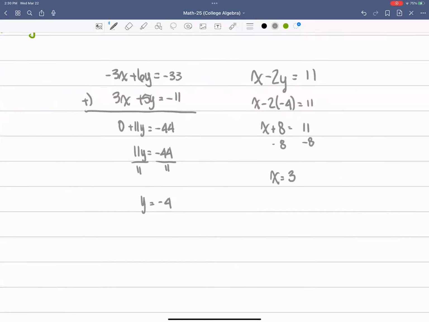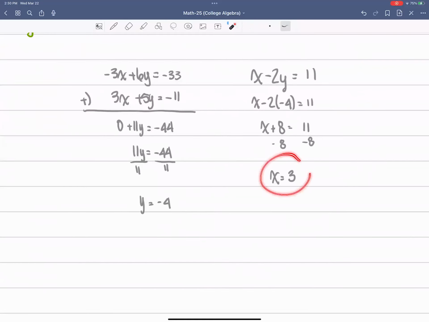So we have our x component here. We have our y component here. So we're pretty much done. All we have to do is tell the world all of this wonderful work we did for this problem. So the solution to our system of equations is that 3, comma, -4.